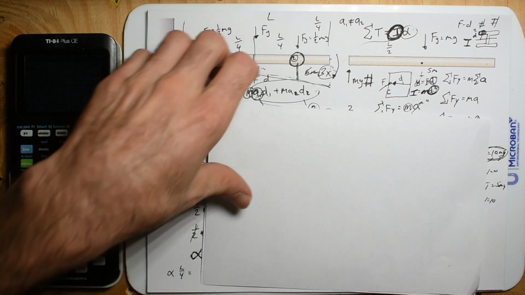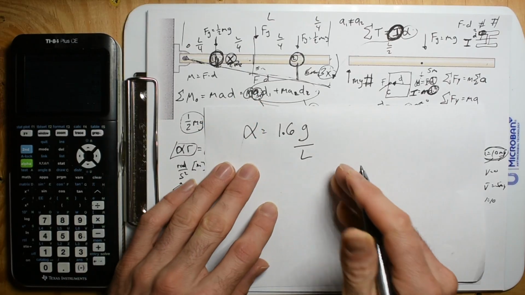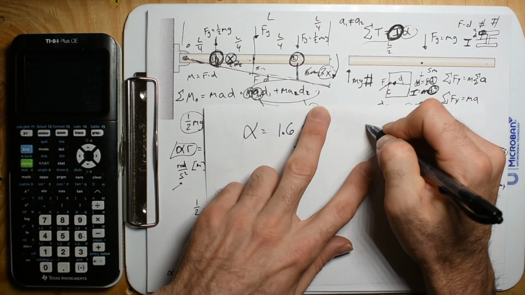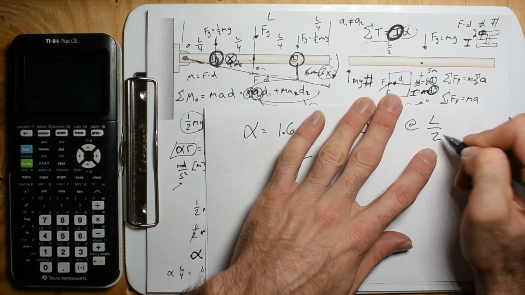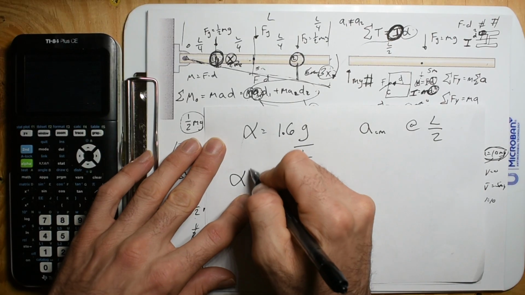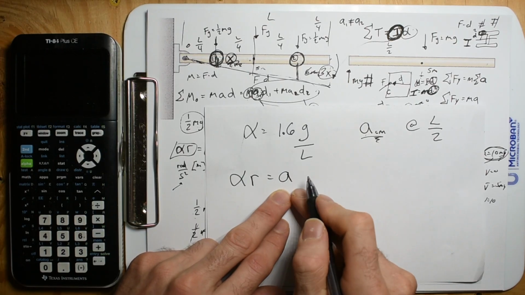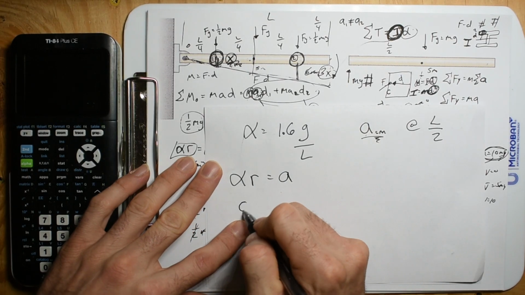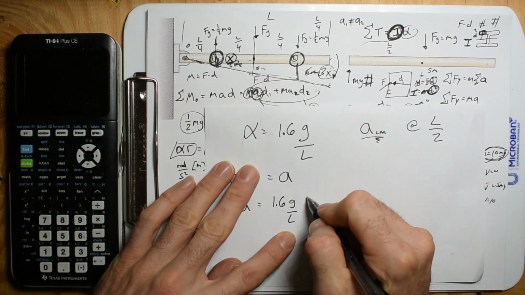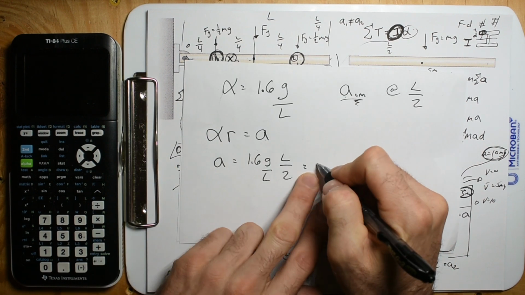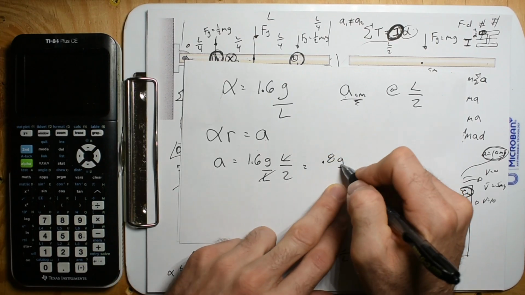All right, hell yeah. So now with this equation, we have alpha is equal to 1.6 g divided by L. So now let's use it. What we want to do is find the acceleration at the center of mass. That's going to be at a distance of L/2. So we know that angular acceleration times the radius is the tangential acceleration, and that's what we want. So the acceleration is going to be this 1.6 g divided by L, and then the distance to the center of mass is L divided by 2. The L's cancel, and we're going to get 0.8 g.